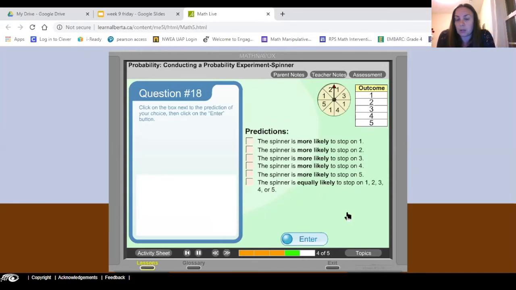I'm going to pick this one. Click on the box next to the prediction of your choice. Then click on the Enter button. All right, so my outcomes, it could be 1, 2, 3, 4, or 5.